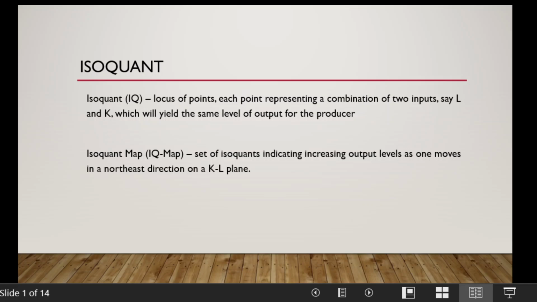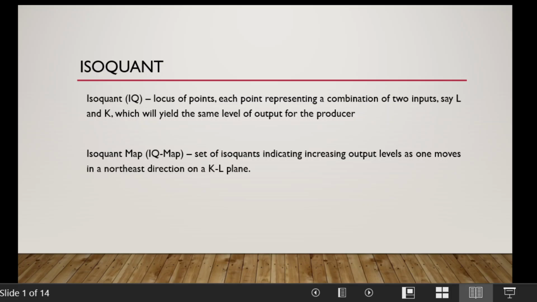So, if you can remember dun sa consumption natin, di ba, we have two goods. And then, yung consumer natin can have different combinations of those two goods. Here, yung isoquant naman, yung two different levels of inputs that the producer can use to yield the same level of output. Okay, so isoquant map is a set of isoquants indicating increasing output levels as one moves in northeast direction on a KL plane. So, I will now show you yung itsura ng isoquant.